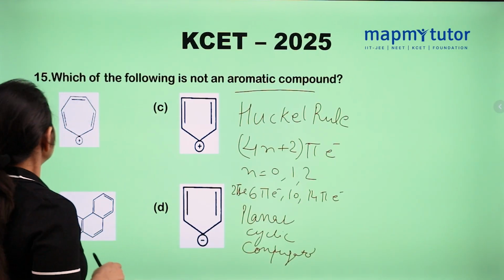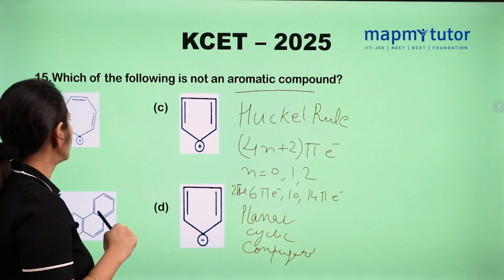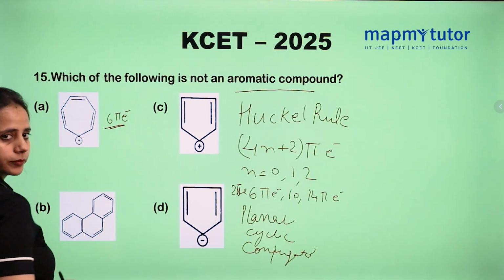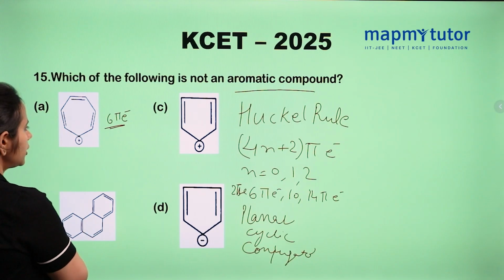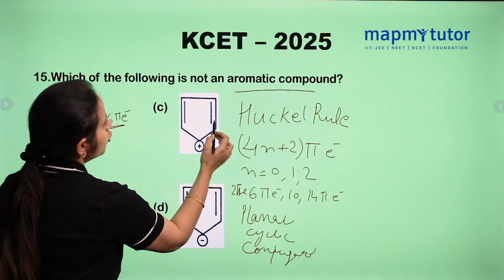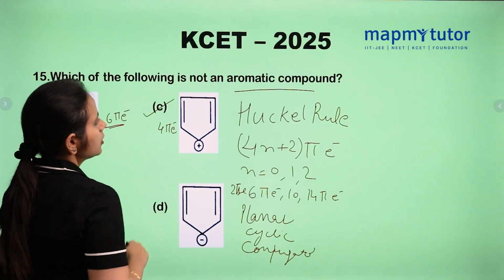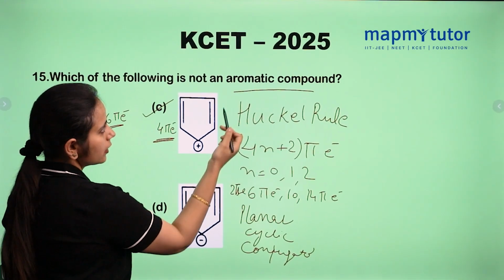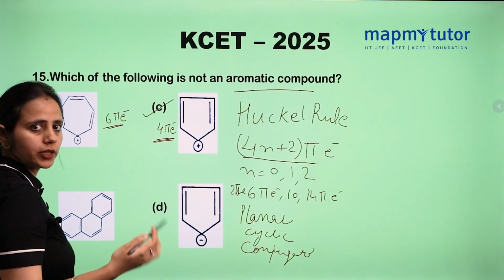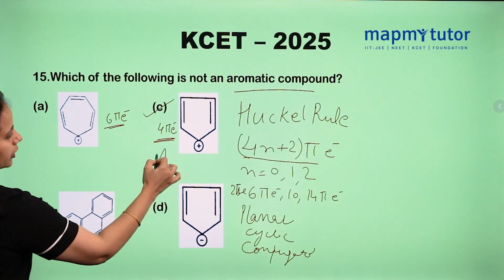Let's see the options now. In option A, one pi bond contains 2 electrons, so here 2, 4, 6 pi electrons are there. So it is aromatic. It is planar and conjugated because of the alternating bonds. In the next one, it is 4 pi electrons, so it is not aromatic. This is our answer, because for a compound to be aromatic it should contain 4n plus 2 pi electrons, so this does not follow Huckel's rule. Okay, see here what it is. It is anti-aromatic.